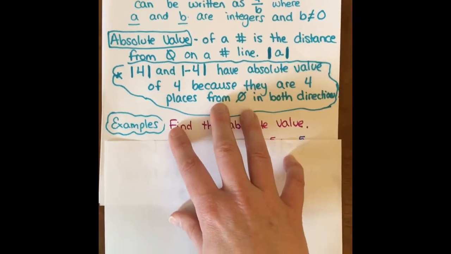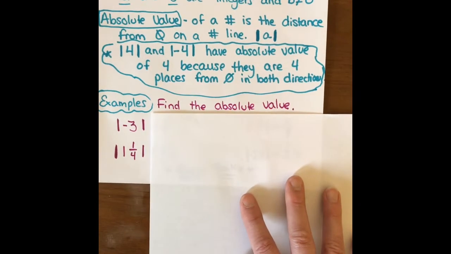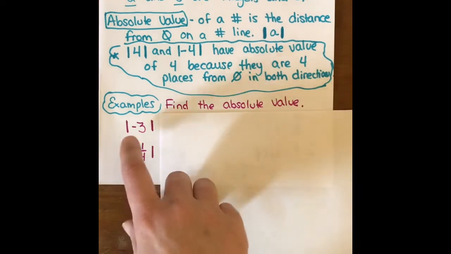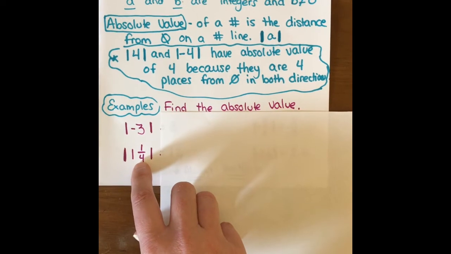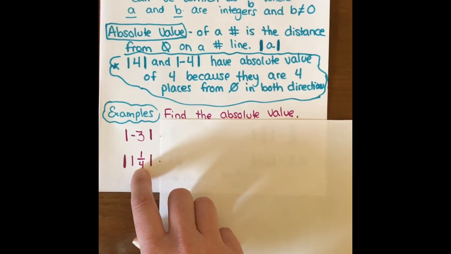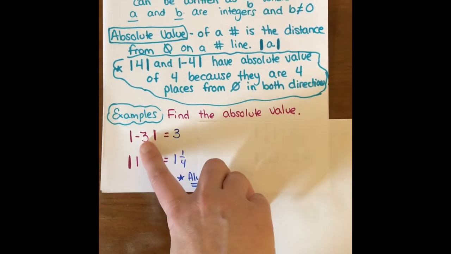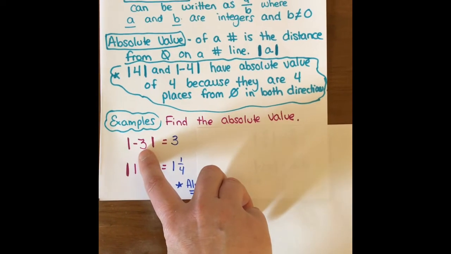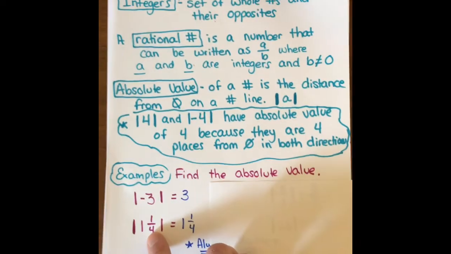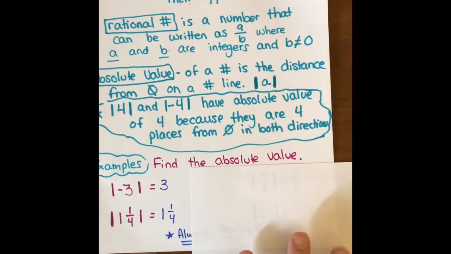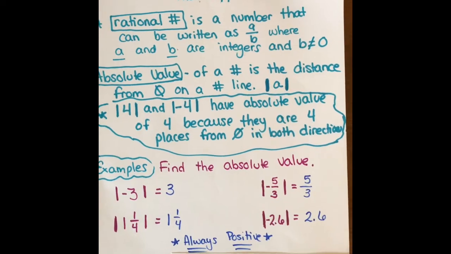Find the absolute value. So see if you can do this. Find the absolute value of -3. What do you think it is? And the absolute value of 1 1/4. Okay, you just remove the bars, remove any negative signs. So the absolute value of -3 is 3. And the absolute value of 1 1/4 is 1 1/4. Here's two more examples. I like to think of them as always positive.